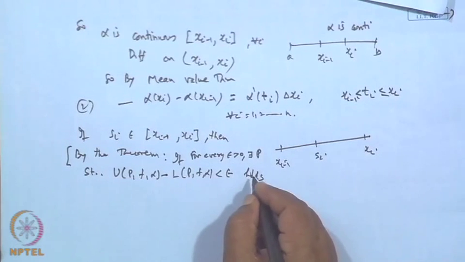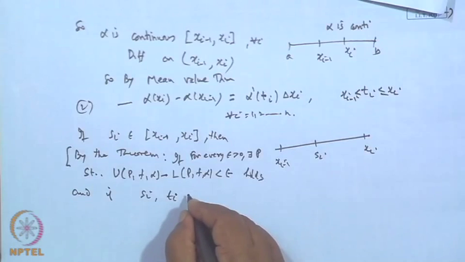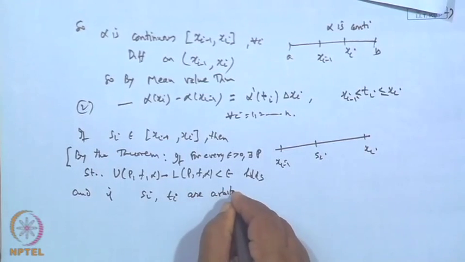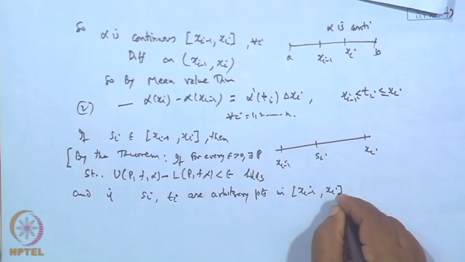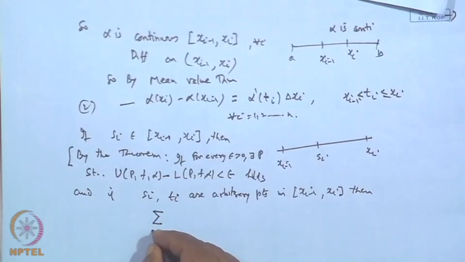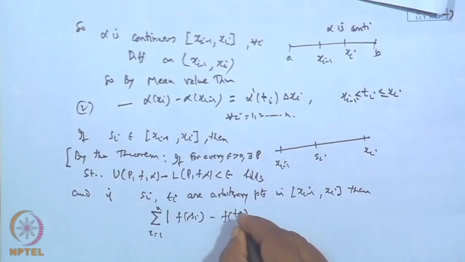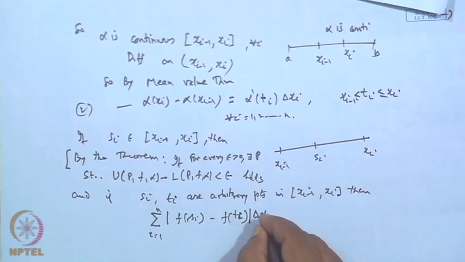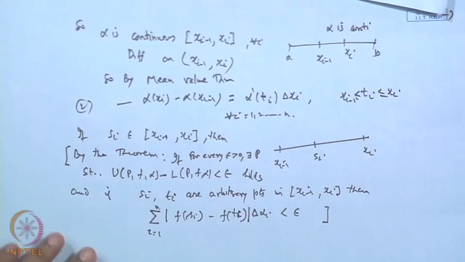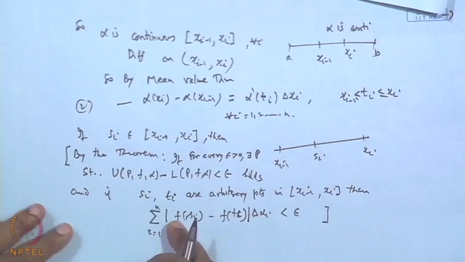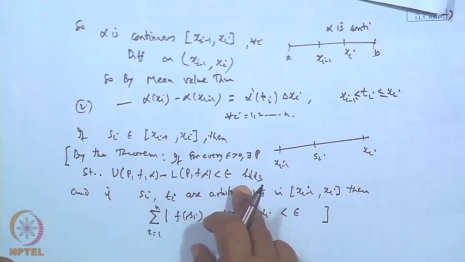and if s_i and t_i are arbitrary points in the interval [x_{i-1}, x_i], then the sum over i equal to 1 to n of |f(s_i) minus f(t_i)| times delta alpha_i is less than epsilon. This result we have already proved. So, using this result, because our function alpha is continuous and bounded, satisfying this condition, for any partition P we can get this.